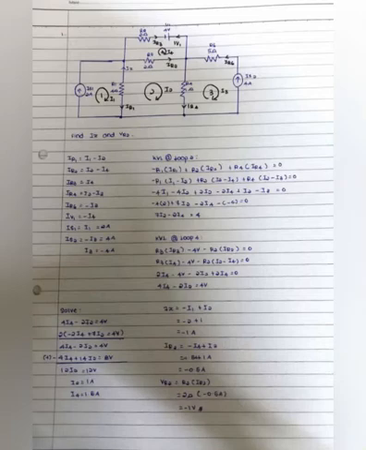So lastly we can find out Ix, equal to negative I1 plus I2. We can put in the numbers. So we get negative 2 plus 1. So the answer for Ix is equal to negative 1A.